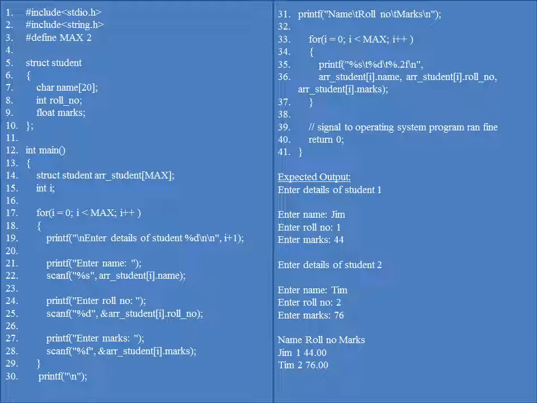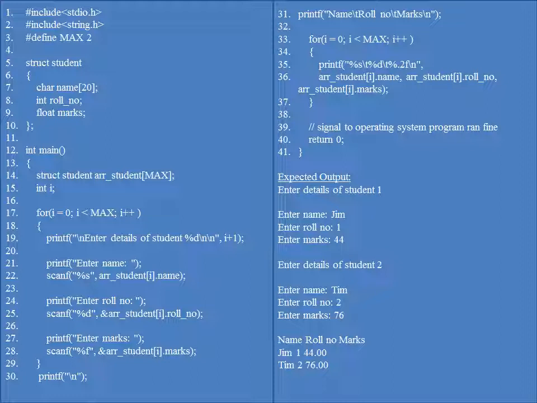Now struct student. In the fifth line, struct student, I am defining the structure. It has three members: name, roll number and marks. Now in the 12th line, I am in the main function, and I am declaring an array of size MAX of type struct student. So in line number 14, struct student is the data type, arr_student is the array name, and the subscript size is MAX. Here MAX will be replaced by 2.